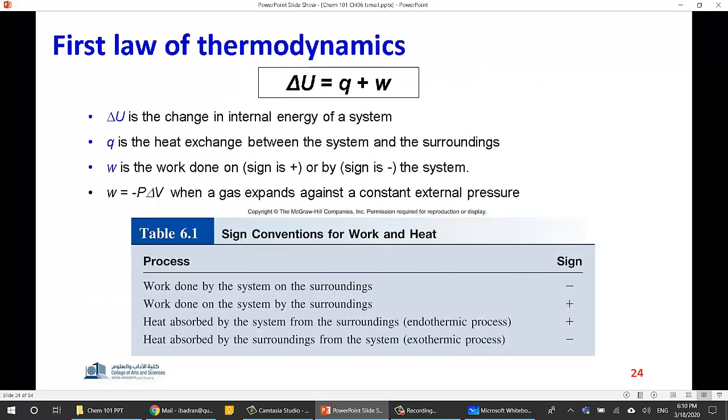So here, I want to recap this again. In this table, remember that work done by the system on the surroundings has a negative sign, and work done on the system by the surroundings has a positive sign. In other words, the first one is expansion. When the system is expanding, the work is negative, and when the gas is compressing, it's positive.